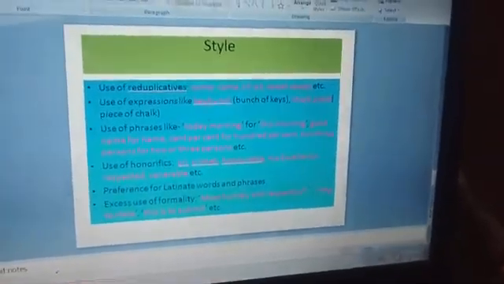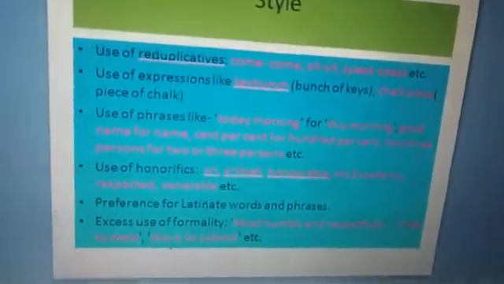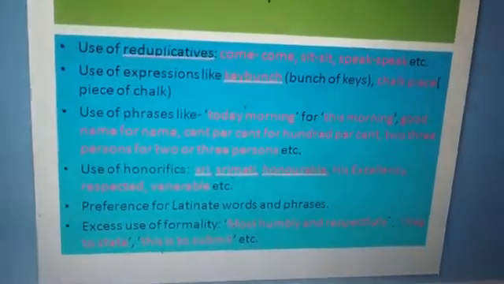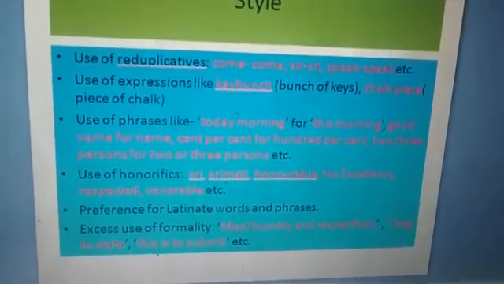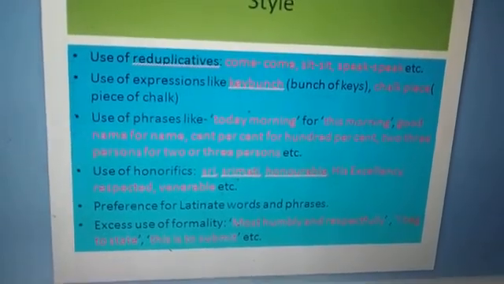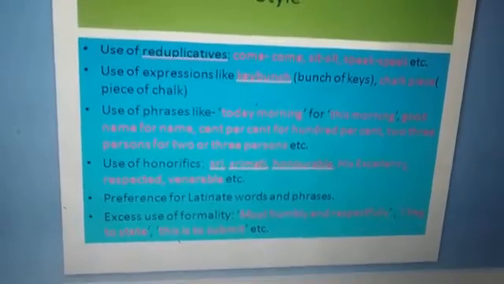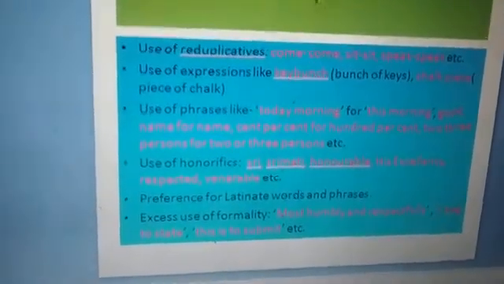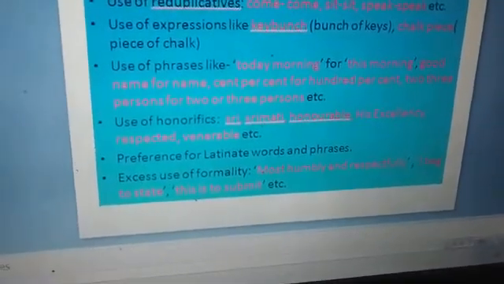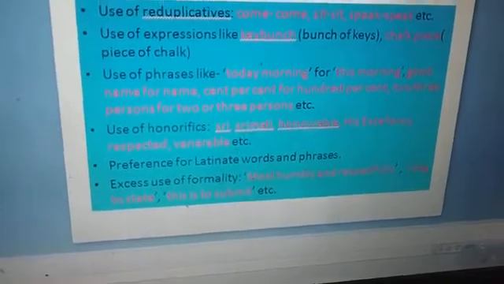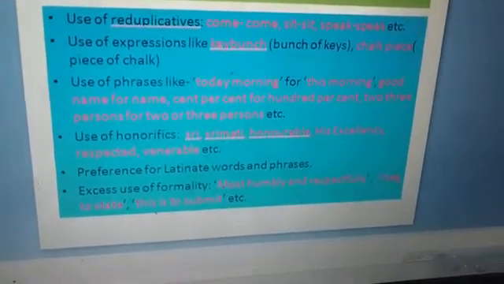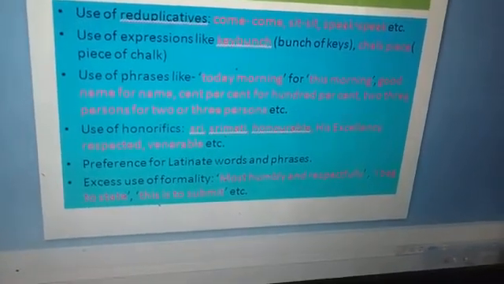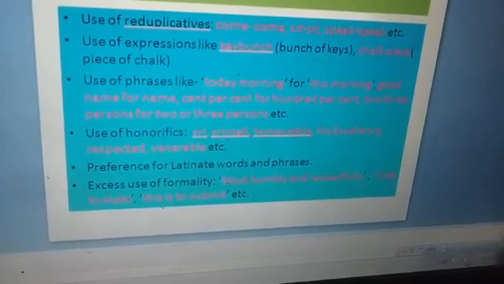And lastly, in respect of style also, we have certain distinguishing features of Indian English. First of them is a preference for the use of reduplicatives like come, come, sit, sit, speak, speak, etc. Then we use expressions like key bunch for bunch of keys, or chalk piece for piece of chalk. Similarly, we use phrases like today morning for this morning, a good name for name, cent percent for 100%, two, 3 persons for 2 or 3 persons.